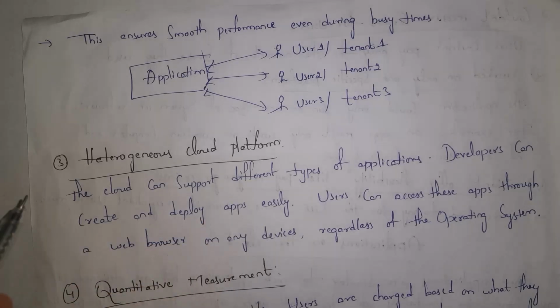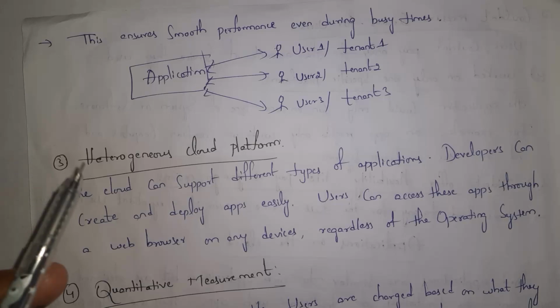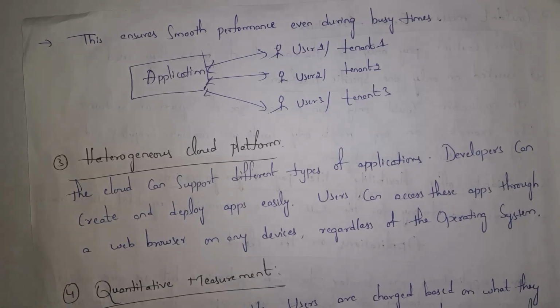And the third one is heterogeneous cloud platforms. Guys, whenever a user places an application in cloud, users can access that application by using any device and by using any operating system like Windows, Linux, Mac, etc.